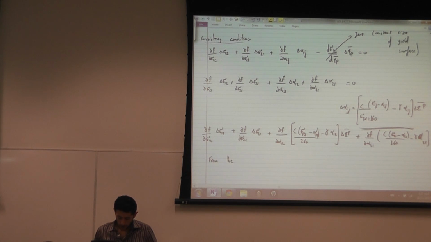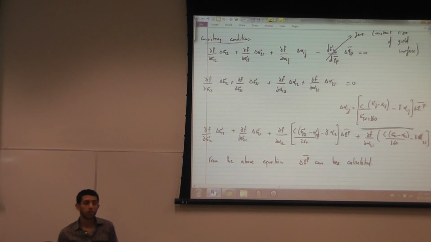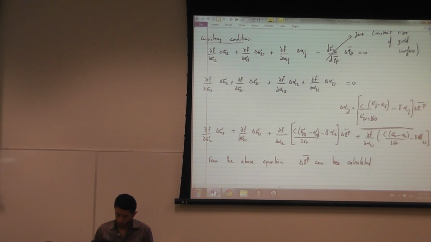From the above equation, delta epsilon p can be calculated. It's the only unknown. You can integrate. So delta epsilon p can be calculated. Once you have delta epsilon p, you have everything. I have delta epsilon p, therefore delta epsilon plastic ij is equal to partial f by partial sigma ij multiplied by delta epsilon p, and delta alpha ij can also be found.